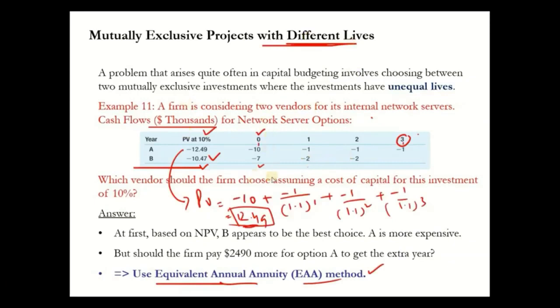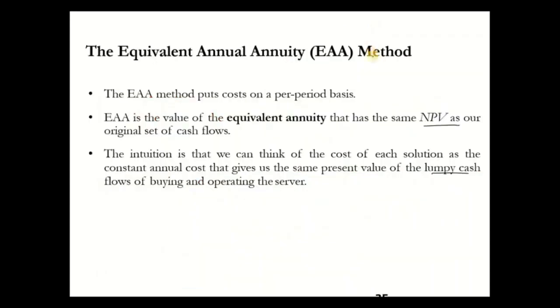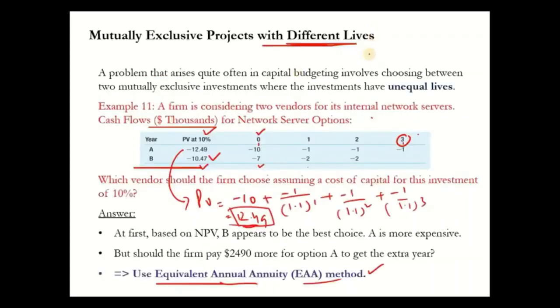Okay, let's go to a different situation. As we know, NPV and IRR give conflicting results when the projects are mutually exclusive. And now when the projects have different lives, then what to do, right?